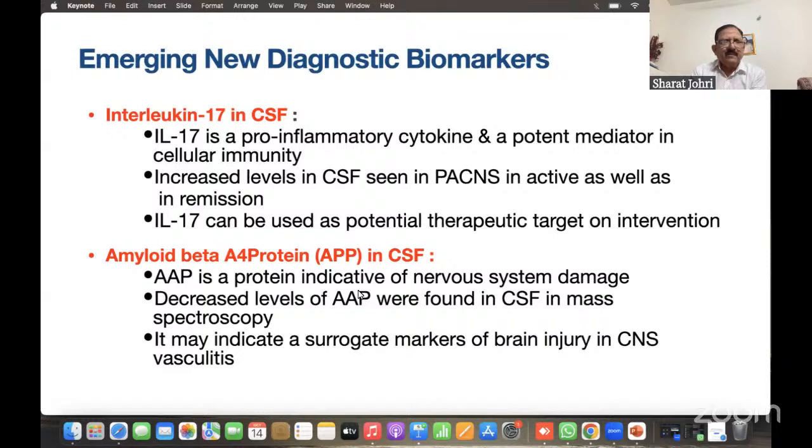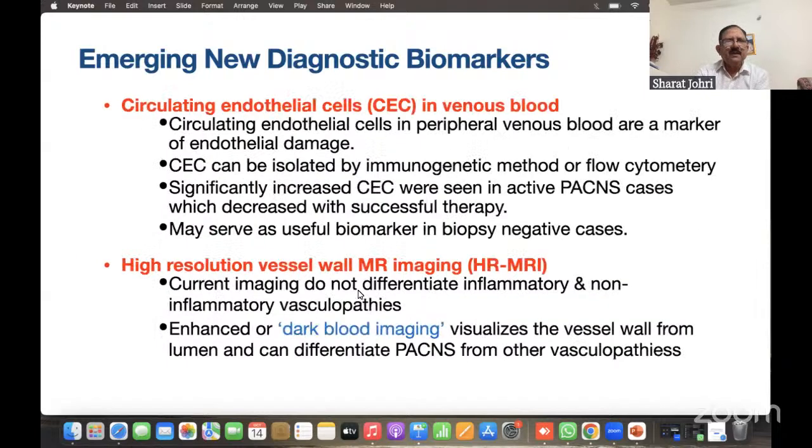You can also do amyloid beta A4 protein, APP, in CSF. This is an indicator of nervous system damage, and decreased levels in CSF were found in mass spectroscopy. And if it is increased in brain, then it indicates a surrogate marker of brain injury in CNS vasculitis. That means some damage to the brain is going on.